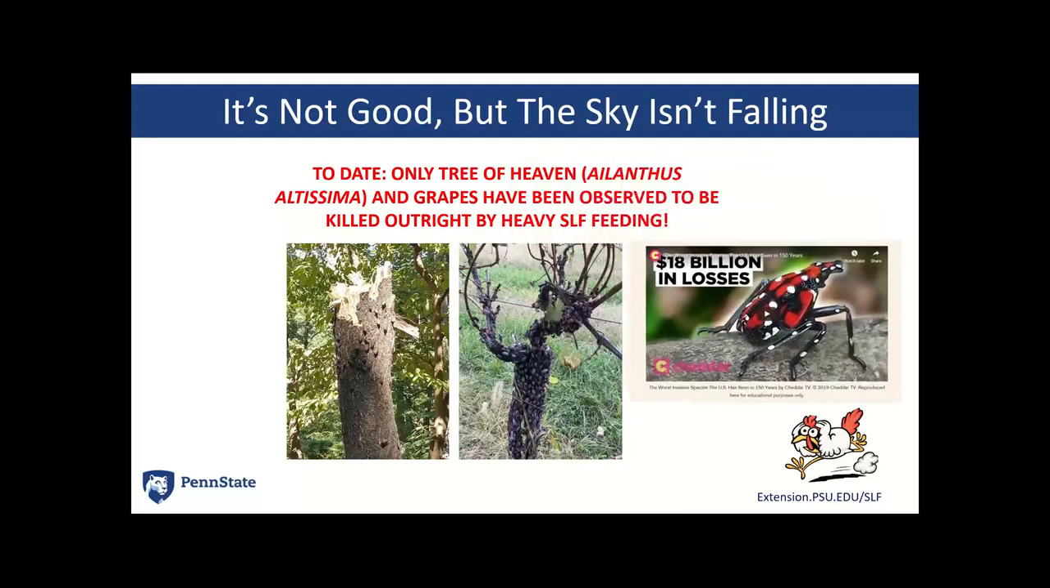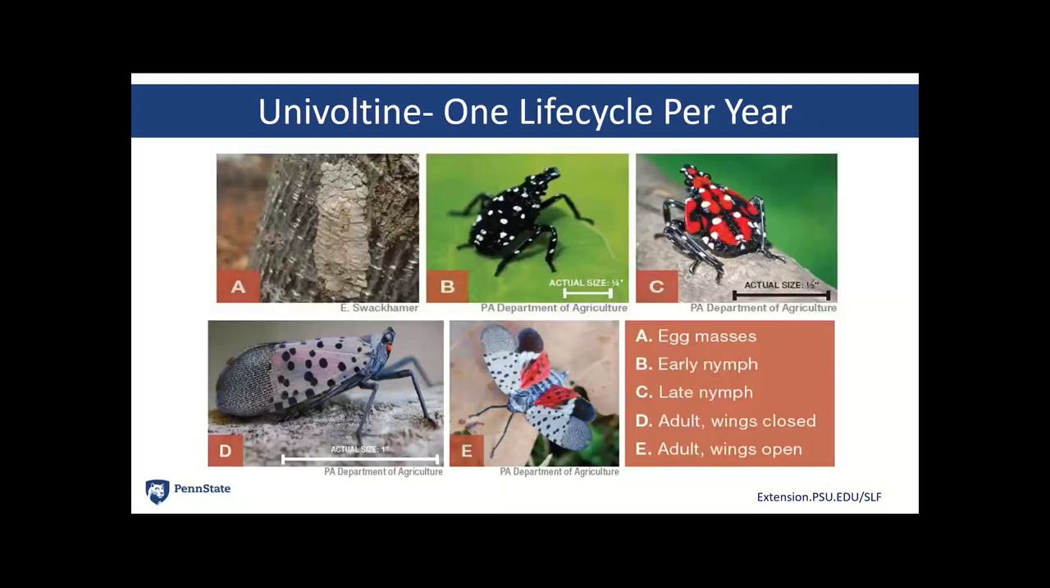Why is the sky falling? Headlines like this, the worst invasive species seen in 150 years, nowhere close. It's nowhere close to EAB. It's nowhere close to loss of the chestnuts. But it's still a problem. So we kind of have to keep it in that perspective as we deal with it.